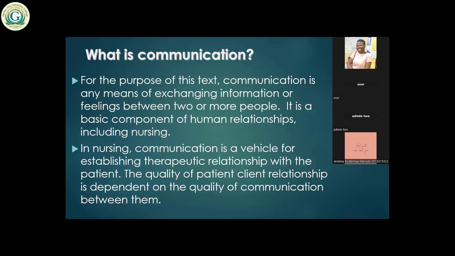For the purpose of this lecture, you can say communication is any means of exchanging information or feelings, between two or more people. Communication is the basic component of human relationships. In nursing, we are supposed to keep the nurse-client relationship better. Patients on the ward need a relationship where you can talk with them freely, answer their questions freely, be with them, listen to them, practice active listening, and provide whatever they need in the hospital to be able to get healing on the ward.